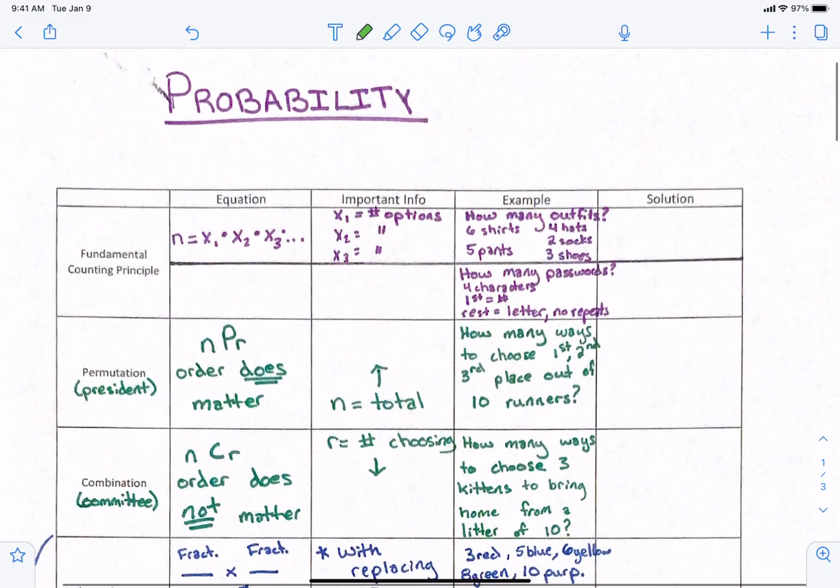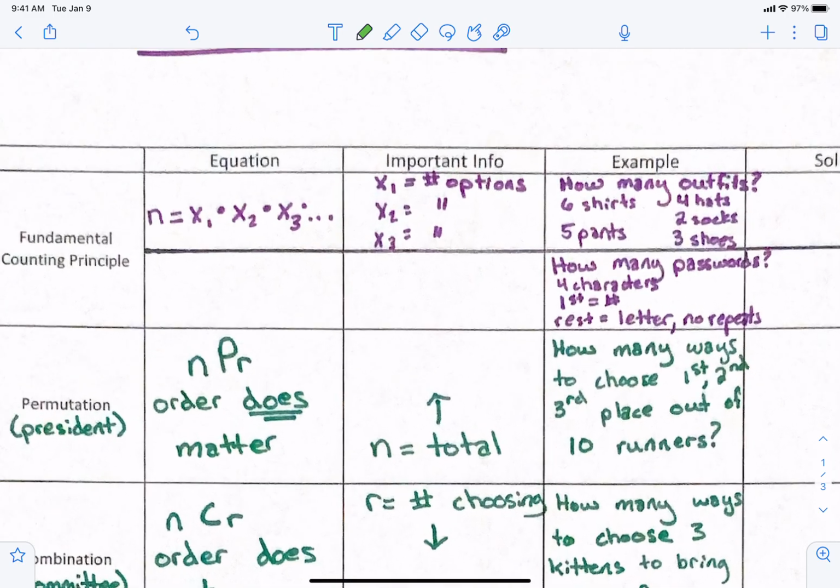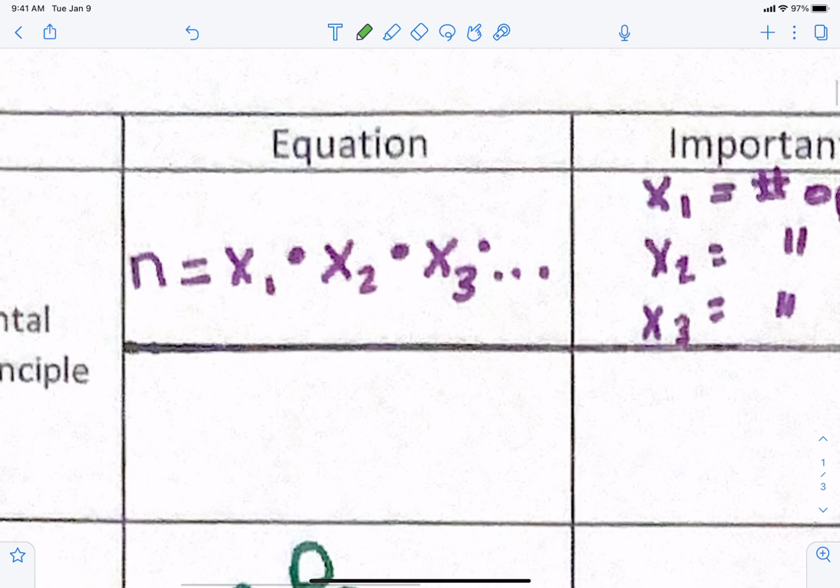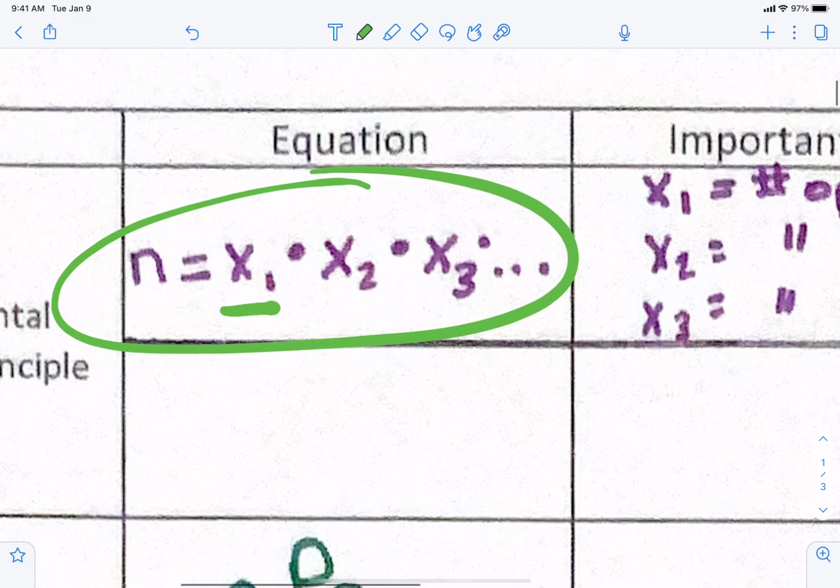So there's that. All right, so the first thing that they talk about is the fundamental counting principle, and I give you two examples of the fundamental counting principle, okay? They all involve multiplying the number of options together. So for the equation they have here, n is calculated by just taking those and multiplying them together, okay?